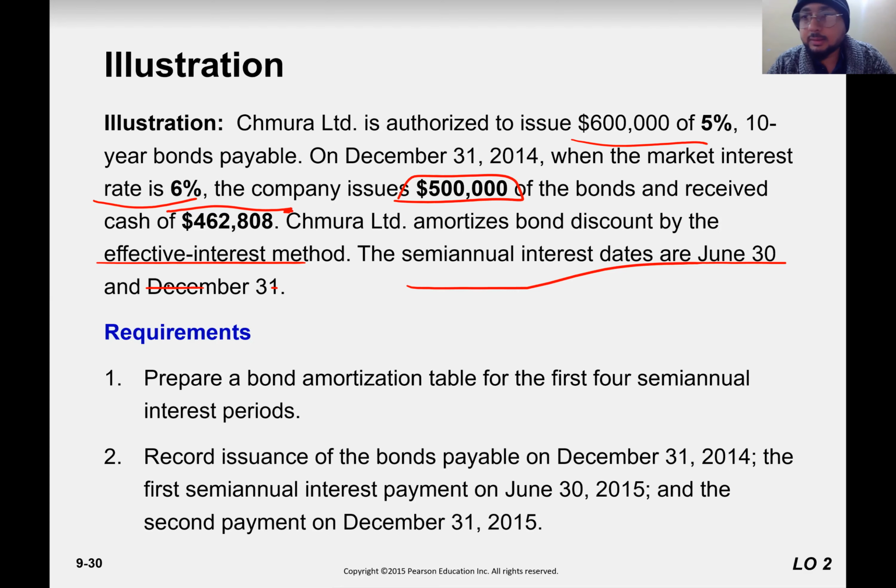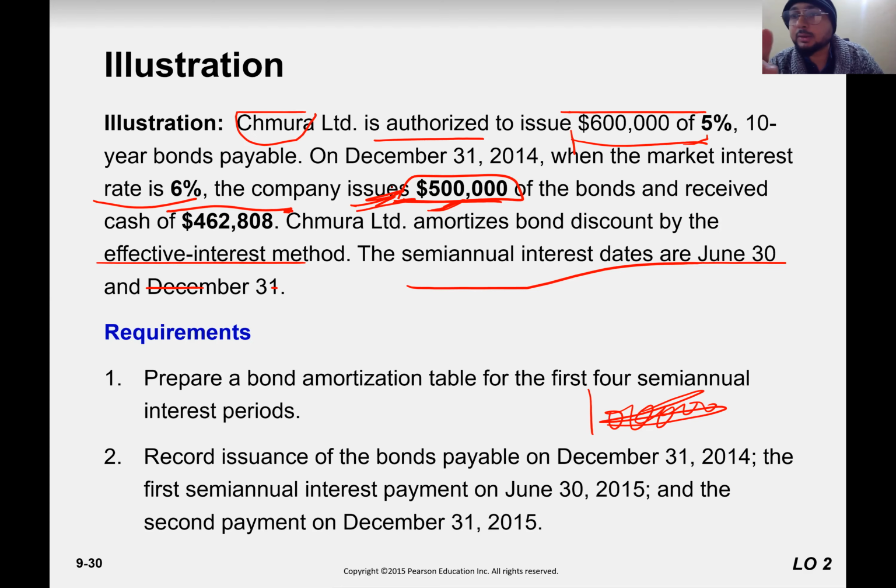So your question, Kathleen, can you hear me? Yes. Okay, so this is a company authorized by law to raise funds of maximum 600,000 at 5%, but they raised only 500,000, right? So it means they still have capacity to issue more. How much? $100,000, right? So they issued $500,000. So interest payments are based on what the company issued, not what is authorized to issue. So the interest payment is based on 500,000.